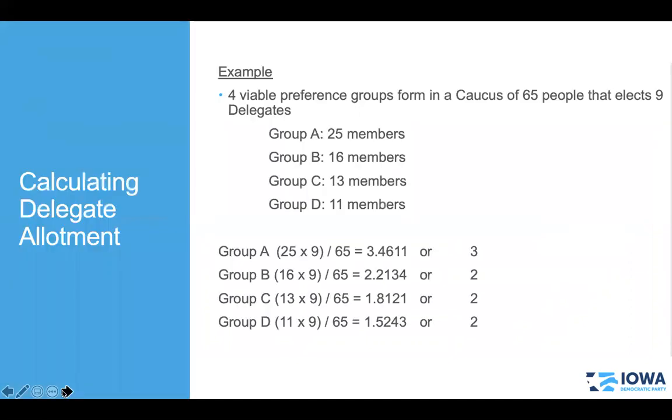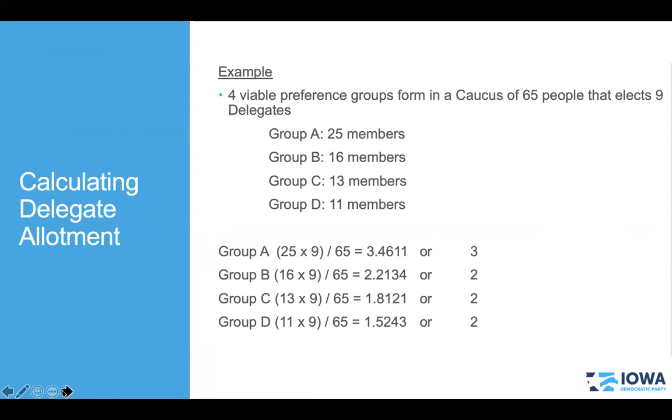Calculating delegate allotment. In this example, there are 4 viable preference groups in this caucus of 65 people, which is going to elect 9 delegates. Group A has 25, Group B has 16 members, Group C has 13, and Group D has 11 members. Below, you'll see the delegate allocation formula written out.